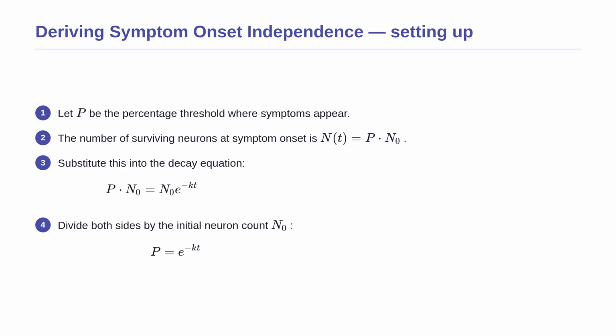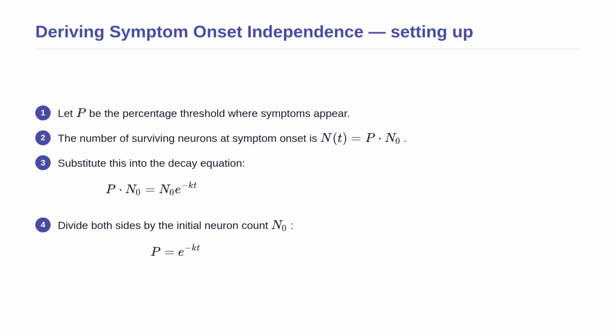The calculation we just performed reveals a profound biological truth, which we will now prove formally. We want to establish that the time to symptom onset is completely independent of the absolute starting number of neurons. Let us set up the proof by defining a variable p as the percentage threshold where symptoms appear. Therefore, the number of surviving neurons at onset is p times n0. We substitute this expression into our standard exponential decay equation.